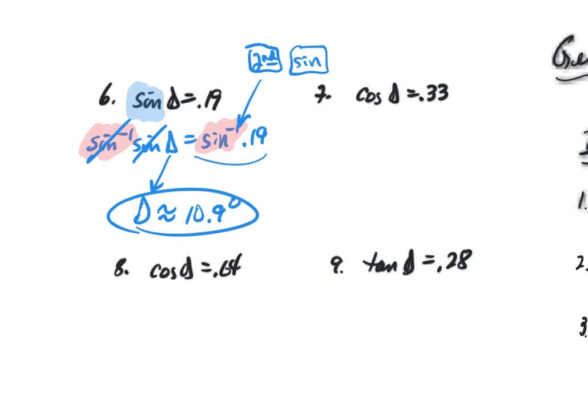Okay, so that's the angle. 10.9 degrees is the angle whose sine is 0.19. We'll try a couple more. On number 7, we want to figure out how big angle D is.